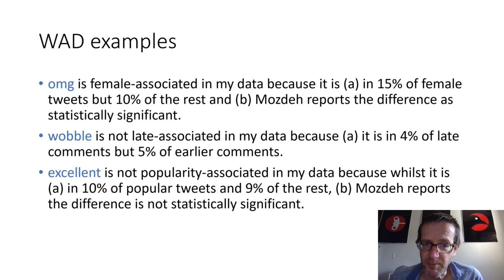And excellent is not a popularity associated term in my data because although it's in 10% of popular tweets and 9% of the rest, so it does occur in a higher percentage of the popular tweets, Mojday reports that the difference is not statistically significant. So it might be in a higher proportion just by chance. So statistically, it's plausible that it occurred by chance. So out of these three, only OMG has been shown to associate with anything, and here it associates with female authored tweets. Okay, so that's the logic behind the word association detection, and we'll see more examples later on.